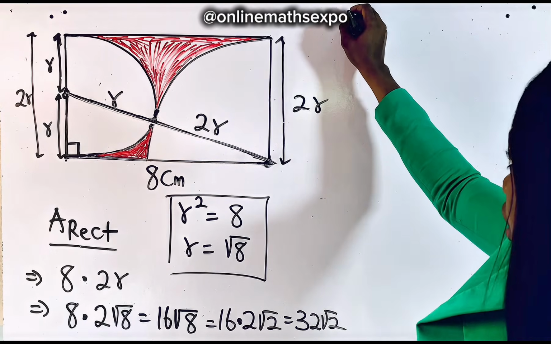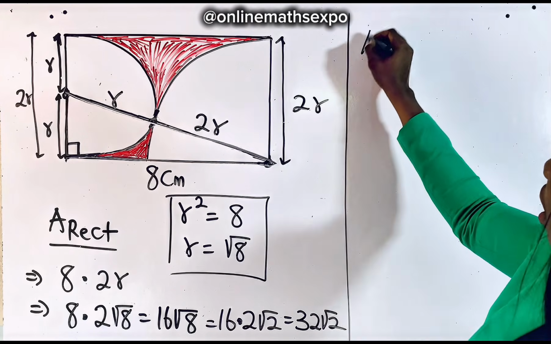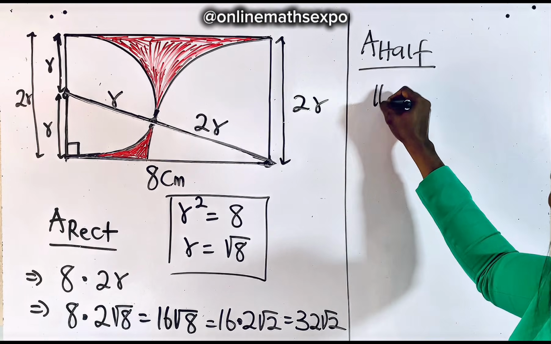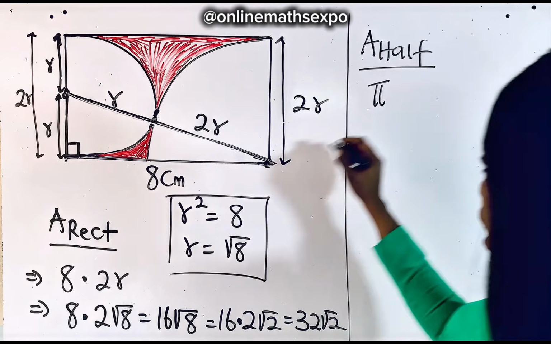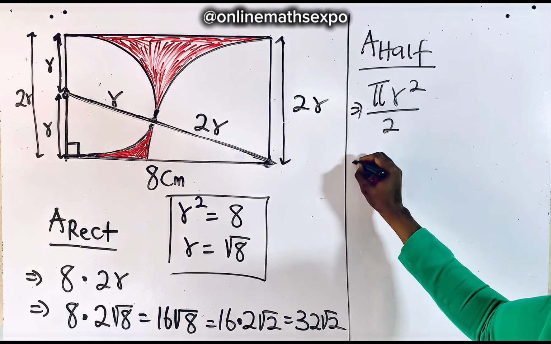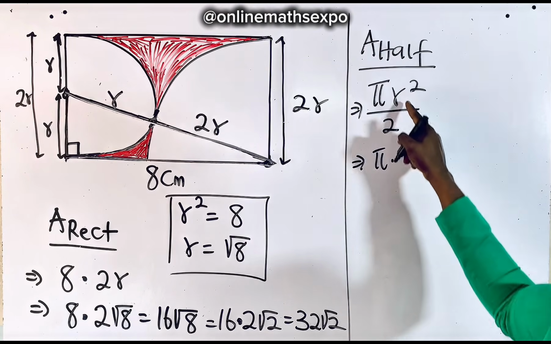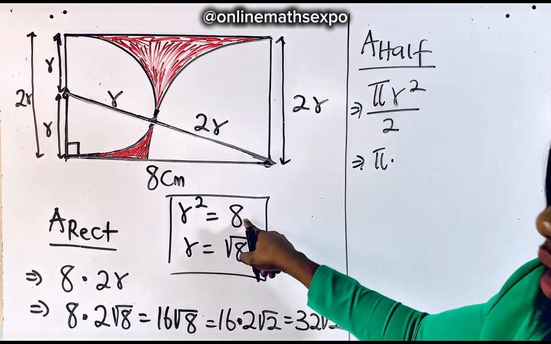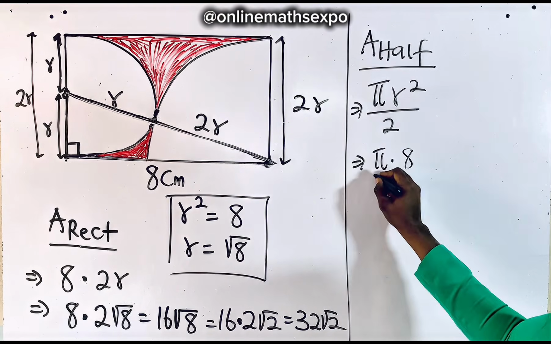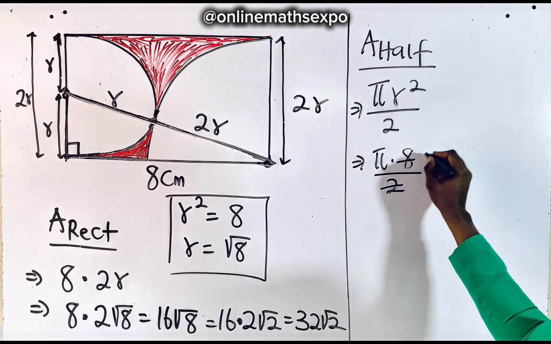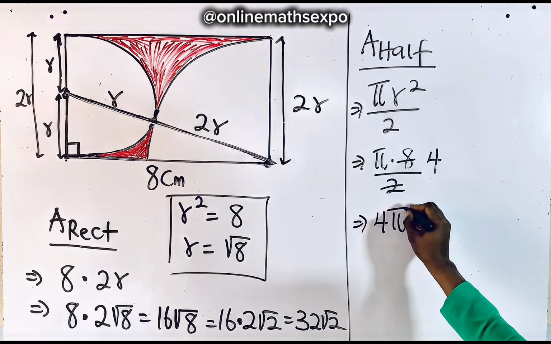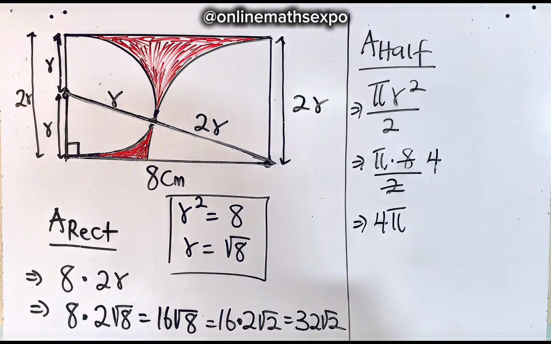So for the area of the half circle, we have pi, then our radius r squared, divided by 2. And this is the same as pi, our r squared is 8. So quickly substitute. So we are going to now have 8 divided by 2. 2 cancels this, we have 4. And multiplying this gives you 4 pi. That is for the area of the half circle.